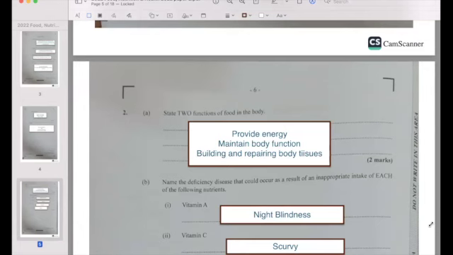State 2 functions of food in the body. 1, it provides energy. 2, maintains body function. And 3, building and repairing body tissues. So you just need to state. No need to explain, just state. I gave you 3, you can use any 2.